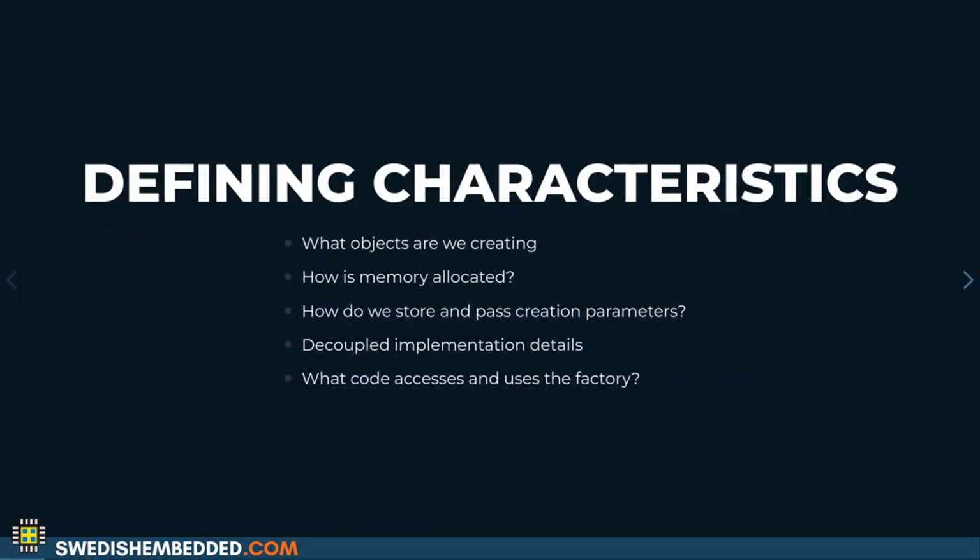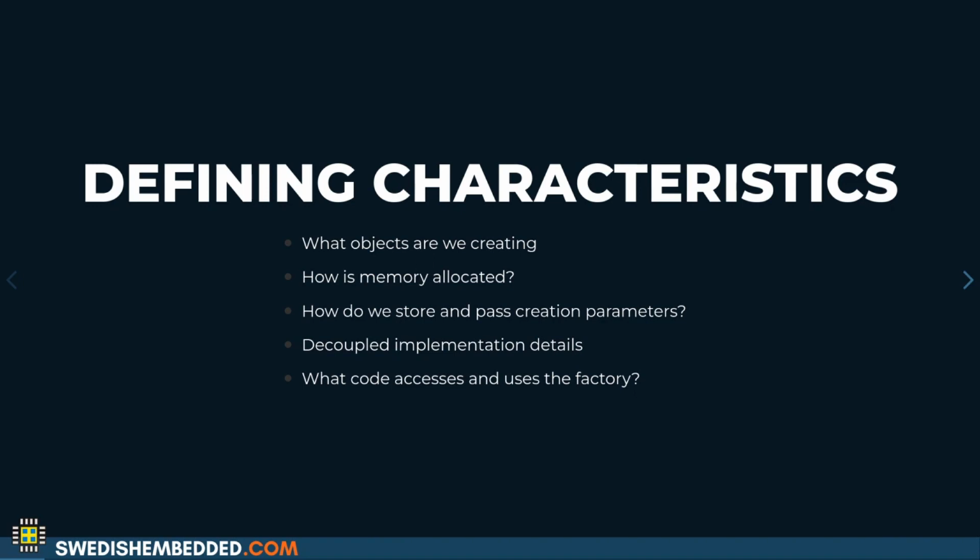So what are some of the defining characteristics of the factory pattern? How do we identify that we need to use the factory pattern or that it's already being used? One thing to look at is what objects are being created. Are we creating a device data structure? Are we constructing a visual representation of a web page? Are we allocating some memory areas or memory buffers? Those are typical things that usually warrant using the factory pattern.